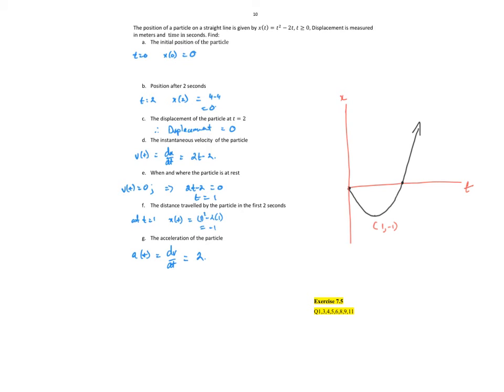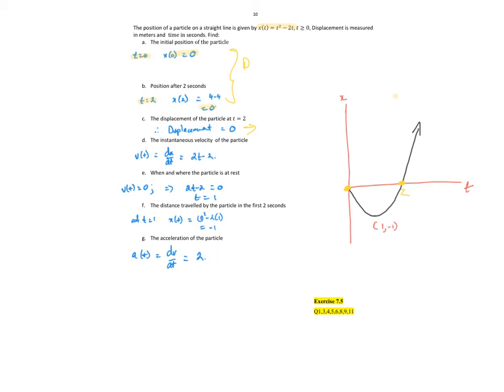If we have a look at this example, we've got a particle given by x(t), where displacement is measured in meters and time in seconds. Find the initial position, which is t equal to 0. The position after 2 seconds, put t equal to 2, is still 0. In terms of terminology, my displacement is 0. Looking at the graph, from t equal to 0 to t equal to 2, I'm back to where I started, so my displacement is 0.